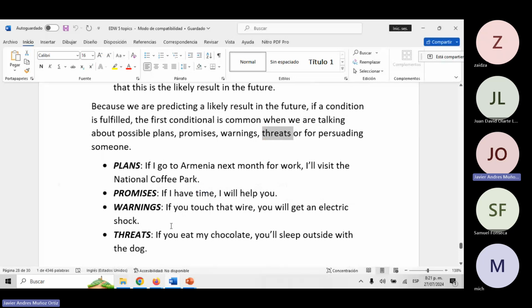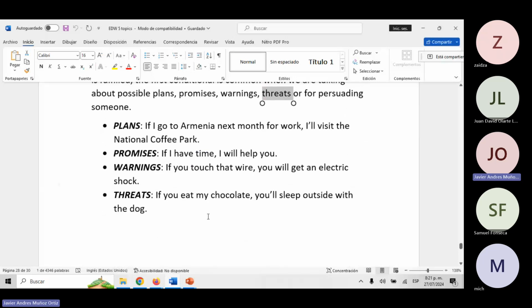And an example of a threat: if you eat my chocolate, if you do that without my permission, I'm going to do something against you. And this is my threat. You will sleep outside with the dog. I don't want to sleep with you, right? This is a threat.